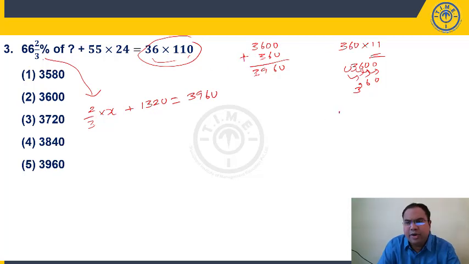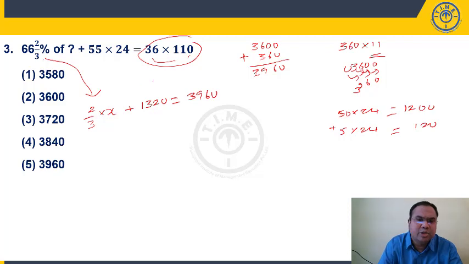Similarly, 55 into 24, 50 into 24 plus 5 into 24. No need to solve this, right? Orally, how will we do this? 100 into 24 is 2400, 50 into 24 should be half, 1200. 5 into 24 means just remove 1 0, it will be 120, so 1320.